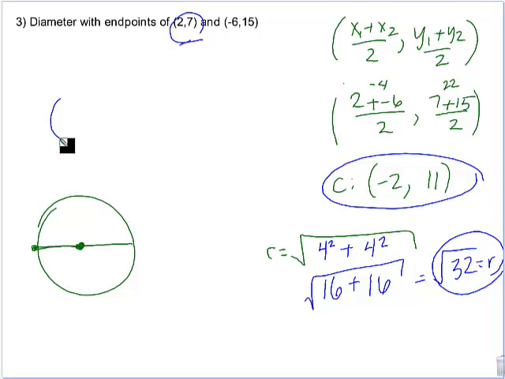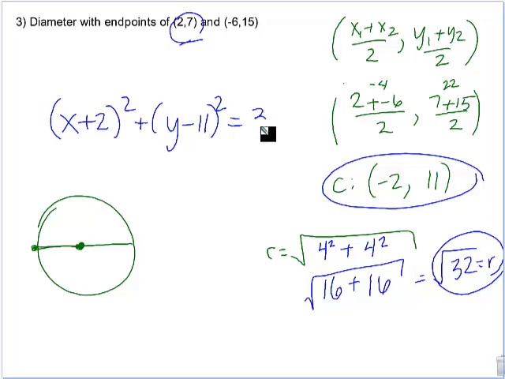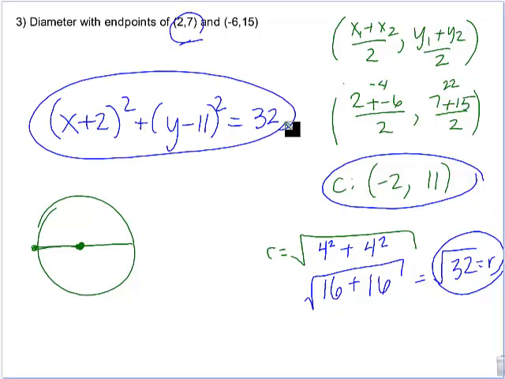X plus 2 squared plus y minus 11 squared equals. Now this says equals r squared. So if r is the square root of 32, r squared is just 32. So there's our equation. The 2 came from our center at negative 2, 11. That x value here is negative 2, so it's going to go with our x value in the parentheses.